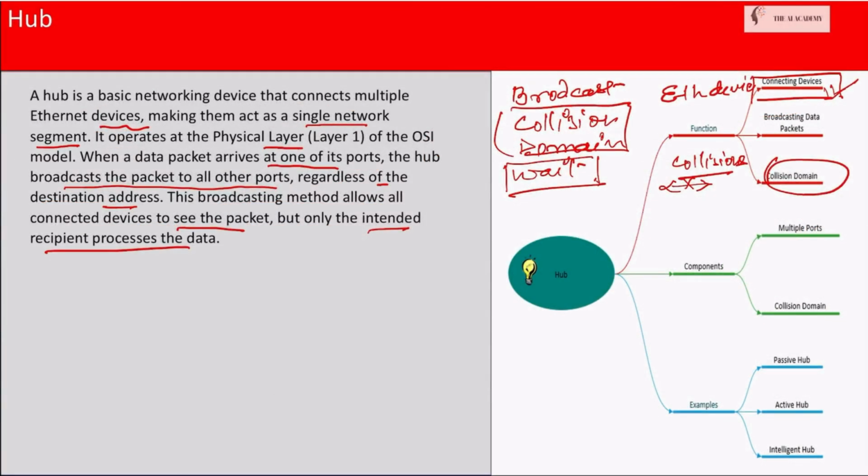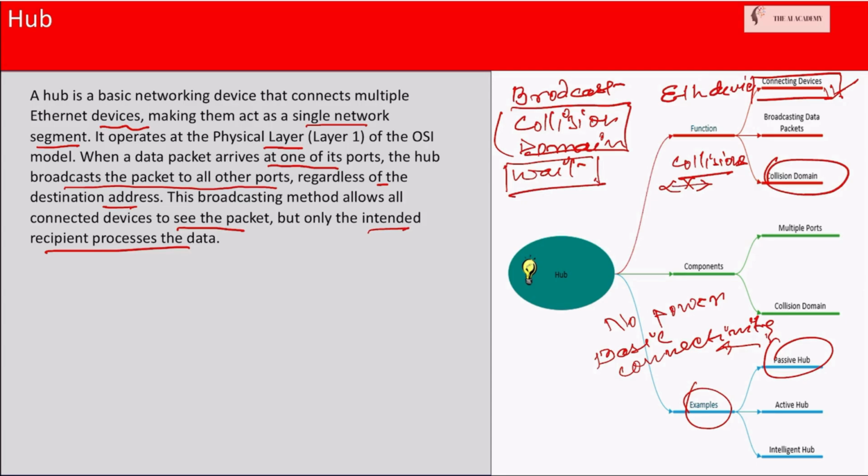Let us now discuss the examples of hubs, such as the passive hub. A passive hub is a simple device that provides basic connectivity without any amplification or signal regeneration. It merely serves as a conduit for data signals, allowing them to pass through from one device to another. Passive hubs do not require a power source, as they do not perform any processing or amplification of signals. They are typically used in small, simple networks where signal degradation is not a concern.